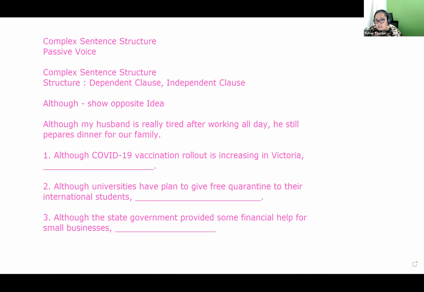The government is not lifting the lockdown. Andrea, spelling of lockdown. The vaccine has not covered. Has, because it says has. All the universities have planned to give free quarantine to their international students. Many international students still cannot go to Australia. Yes, that's good. The US have plans. It has to be plans with S. That's my bad.